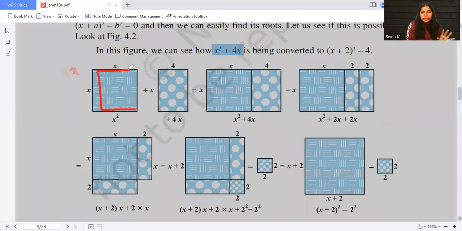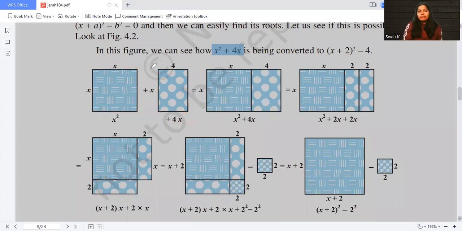X squared, try to understand, x squared, a square, right? That is why all the sides are x, and that is why it is x squared. 4x, right? So 4 is this and x is this. If you find the area of this rectangle, it is length into breadth, so 4 into x. So we are getting x squared plus 4x. Now from this, you will understand how we will convert this into a complete square. All right, let's understand this.